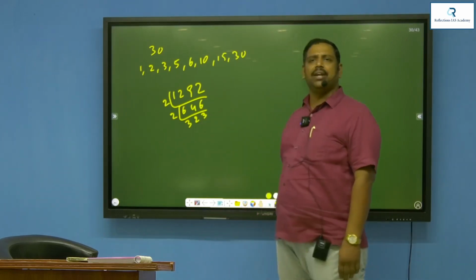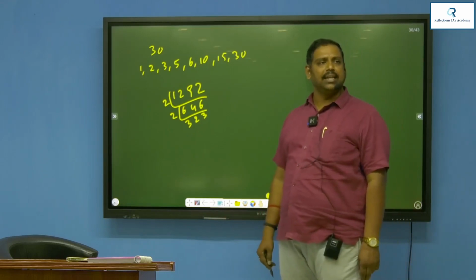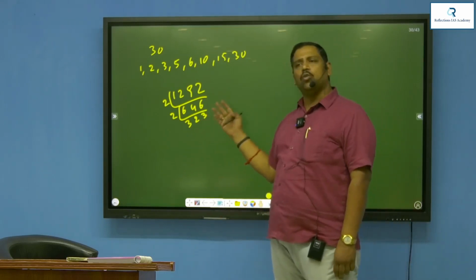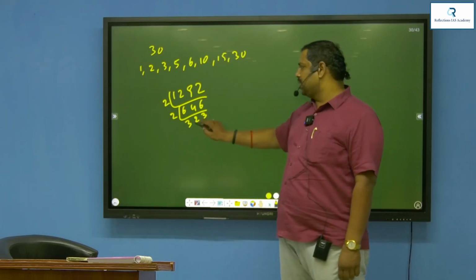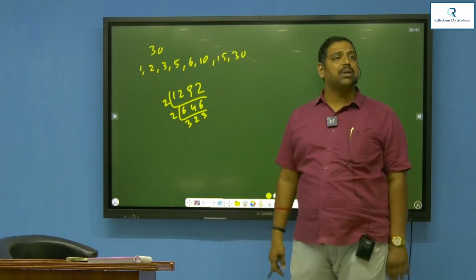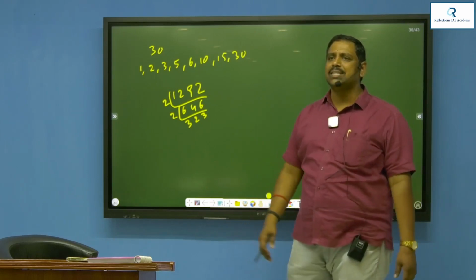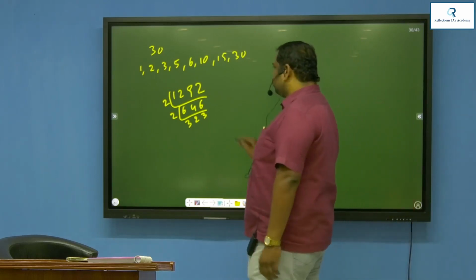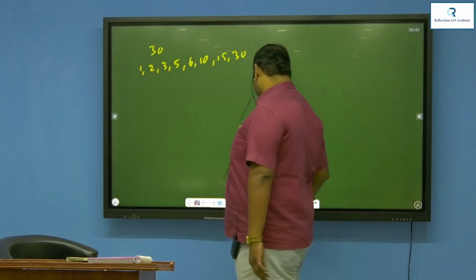Next number is 11. No. Next number is 13. 13 2s are 26. 63. No. Okay. Next number is 17. 17 ones and so on, right? You have to verify with the prime numbers. We'll call it prime factorization. What we'll call it? Prime factorization. Okay.